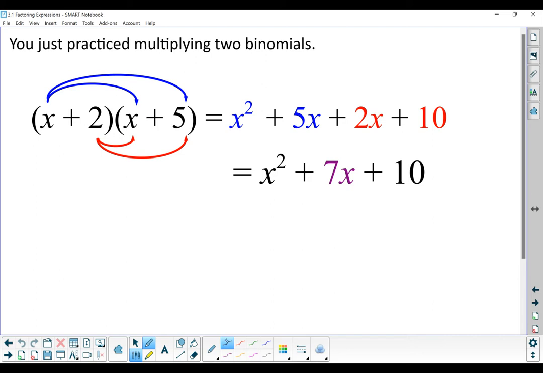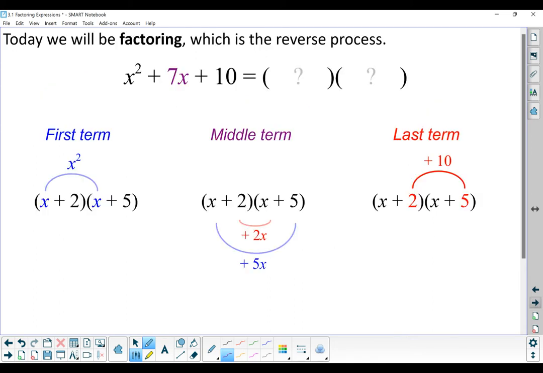So we have these four terms, and almost all the time, but maybe not every time, we have two terms that can combine together. So our final product is x squared plus 7x plus 10. Well, today we're learning to factor, which is the reverse process. So factoring is when I give you the trinomial or the polynomial, and you have to try to figure out what are those two factors that multiply together to give that trinomial.